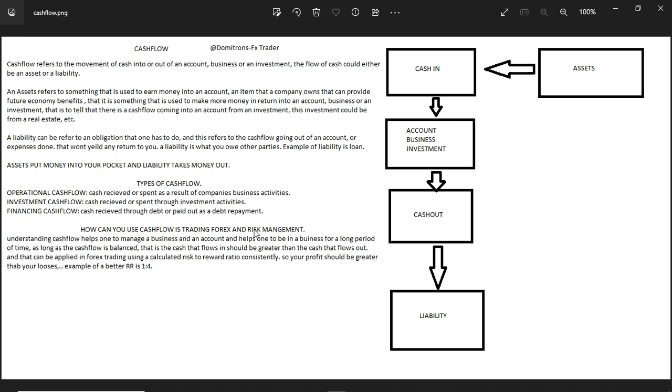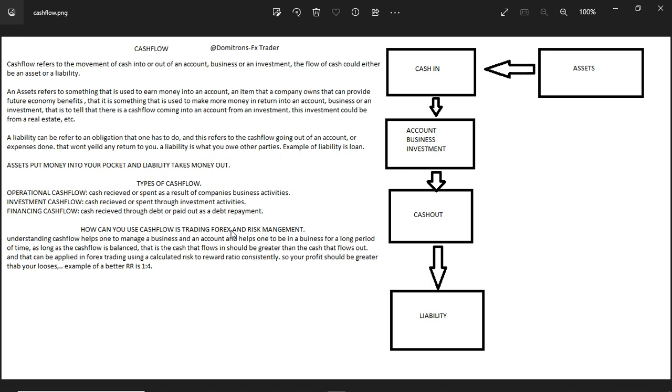So how can you use cash flow in trading forex and also apply risk management? Understanding cash flow helps one to manage a business and an account, and helps one to stay in business for a long period of time, as long as the cash flow is balanced. That is, the cash that flows in should be greater than the cash that flows out of the account. And that can be applied in forex trading by using a calculated risk-to-reward ratio consistently, so your profit should be greater than your losses.